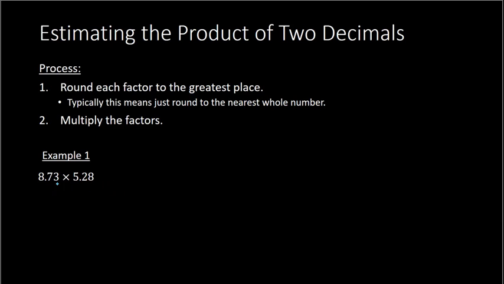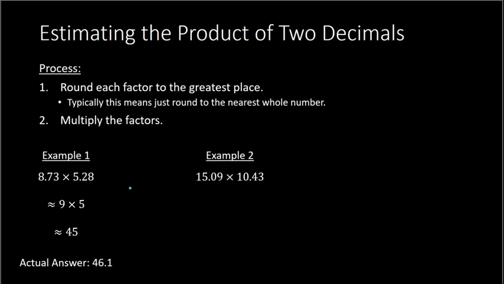8.73 we can round to the nearest whole number, which would be 9. It's closer to 9 than to 8. And 5.28 is closer to 5 than to 6. So we can round to 9 and a 5, and then 9 times 5 is 45. So our estimated answer is 45, whereas our actual answer would have been 46.1 if we rounded.